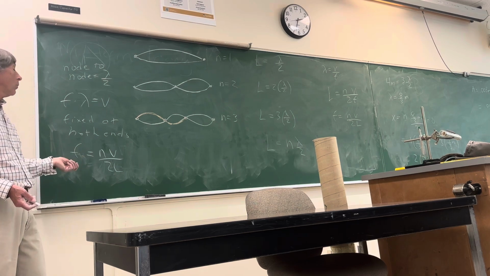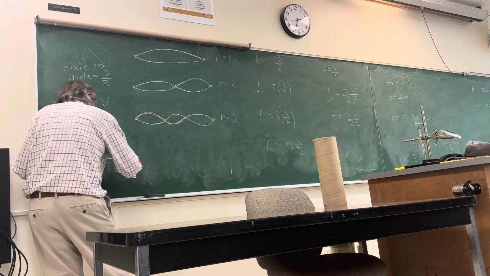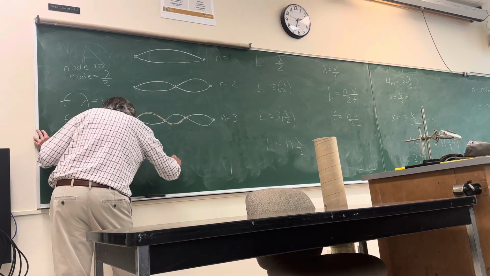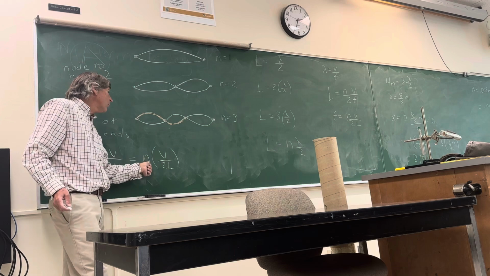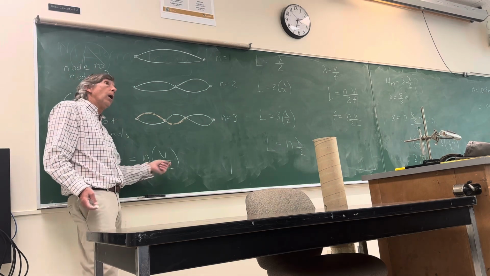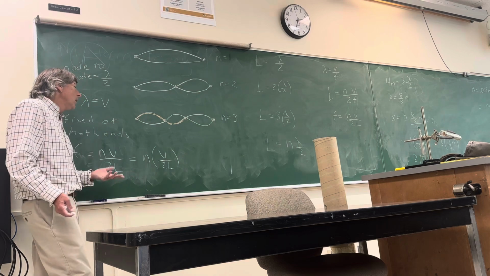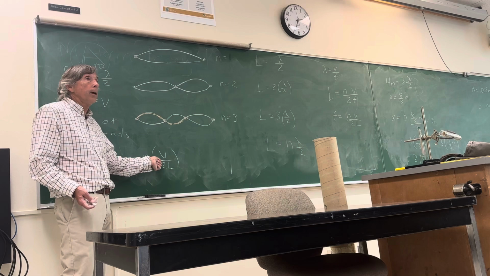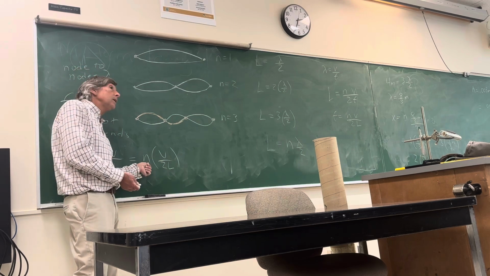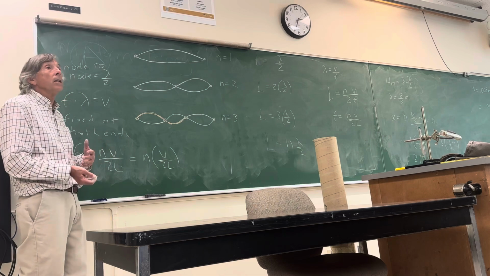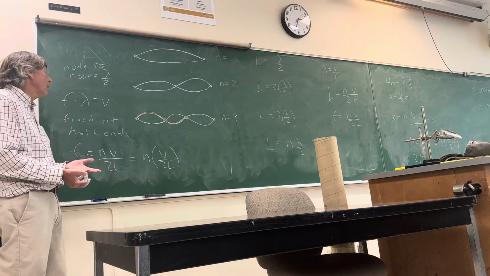The other thing to notice is that it's n times v over 2L. When n equals 1, my fundamental resonance is going to be v over 2L. What's interesting is your next resonance is going to be at 2 times the fundamental, the next one at 3 times the fundamental, the next one at 4. If you had your first resonance, and you saw this in lab, it's an important idea.